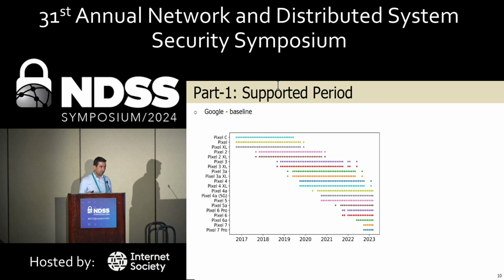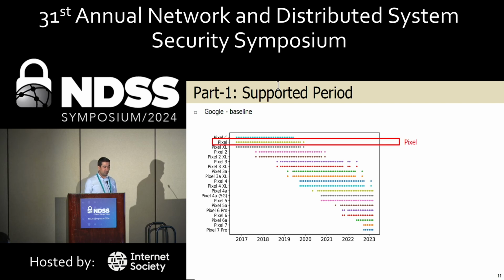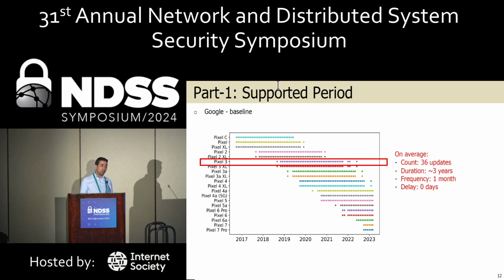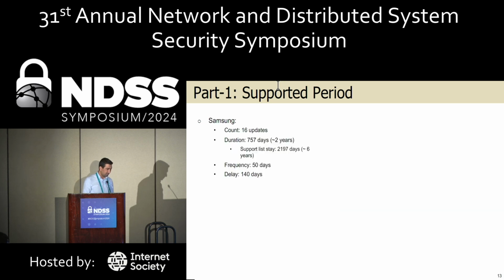Let's start with the security updates received by Google devices. In this figure, we represent each dot with a security update. For example, here we can see the security updates received by a Pixel device. On average, we found that Google devices receive around 36 security updates for a fixed duration of 3 years, with a frequency of 1 month and essentially with 0-day delays.